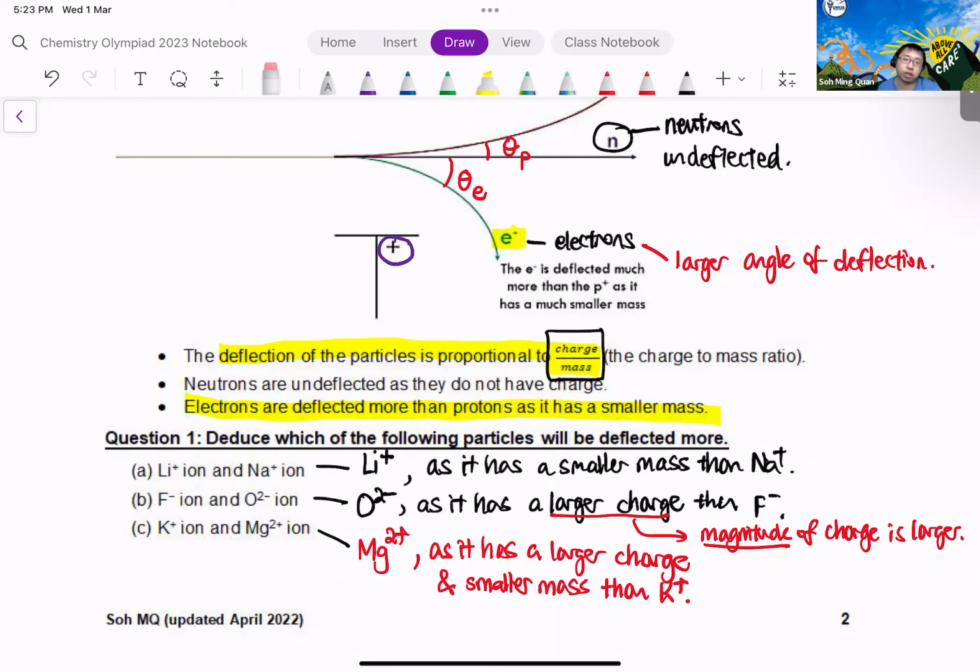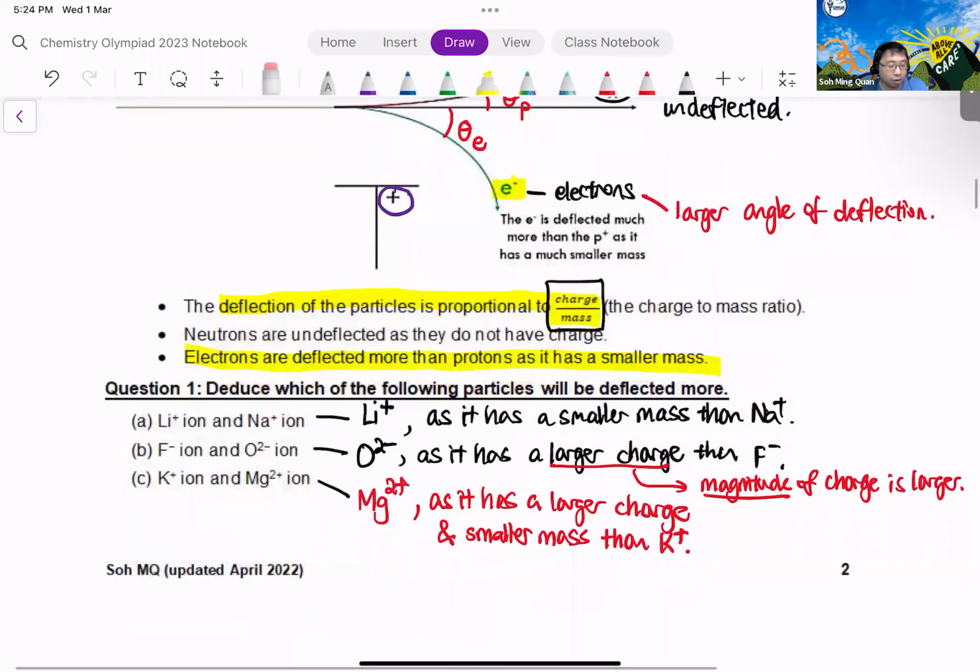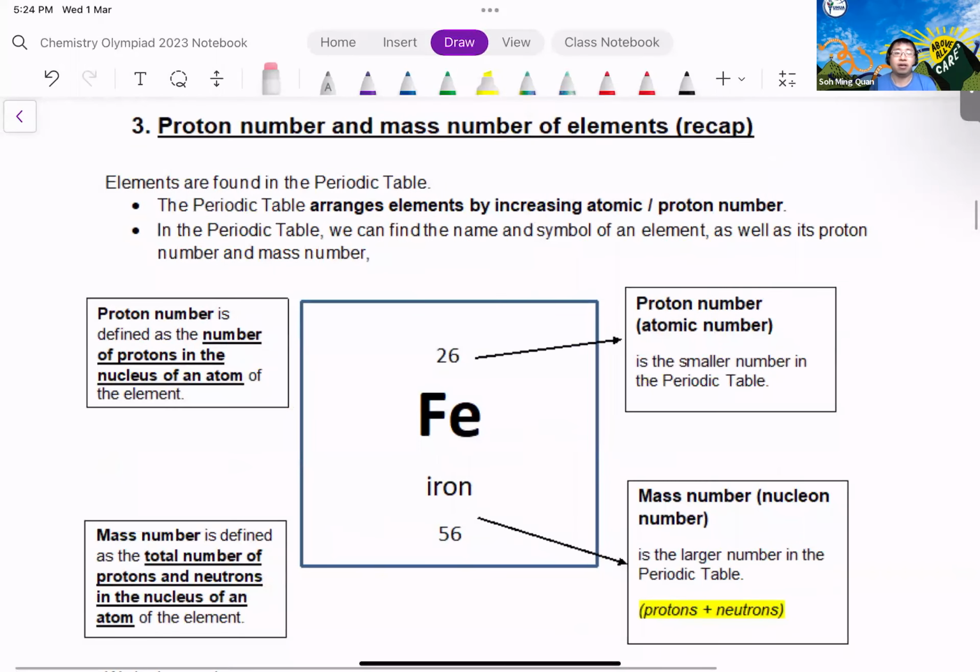Just a quick introduction on how the deflection in an electric field works. Hopefully for the Sec 3s, you have also seen something similar before, be it in your practice questions or maybe even in the recent assessments that you have had. Okay, section 3, which is about proton number and mass number. So this is how we make use of the periodic table to get the information that we need.